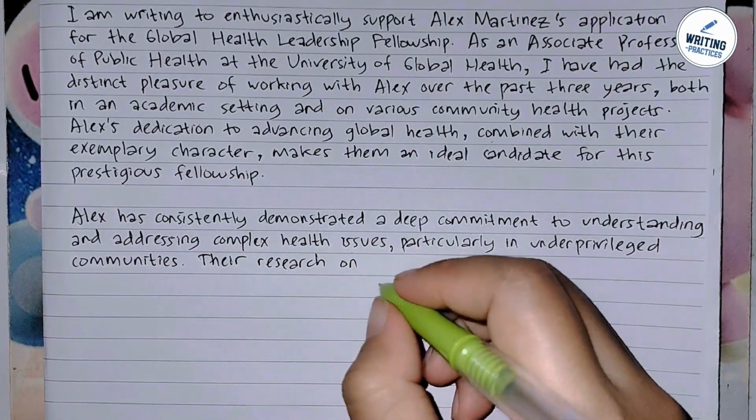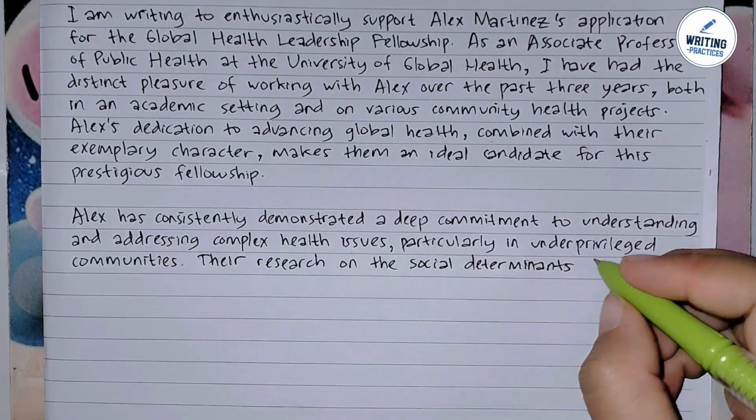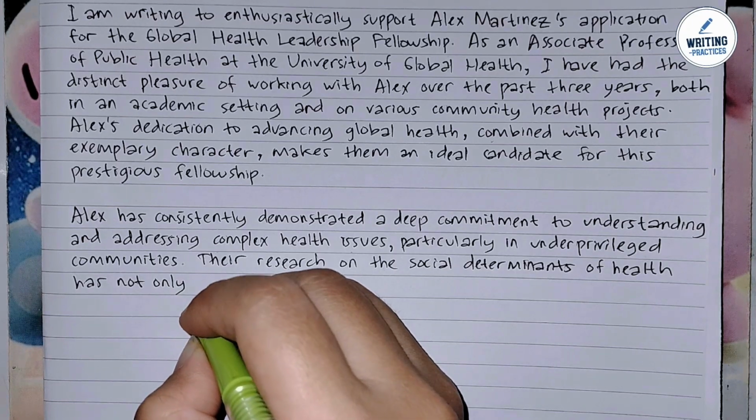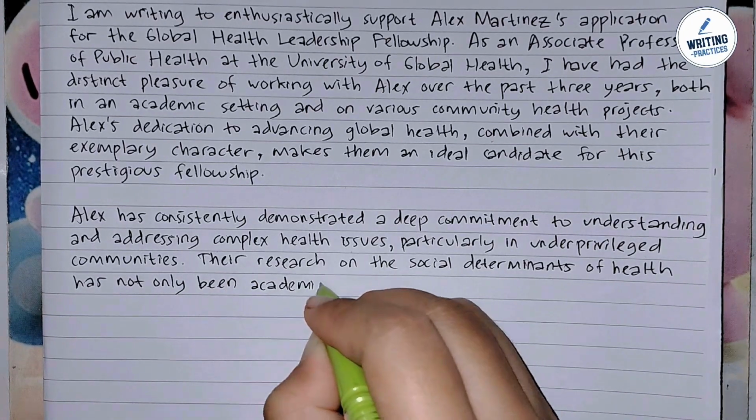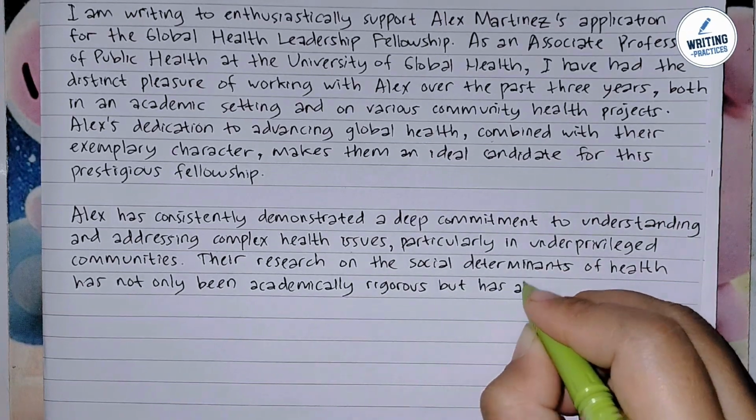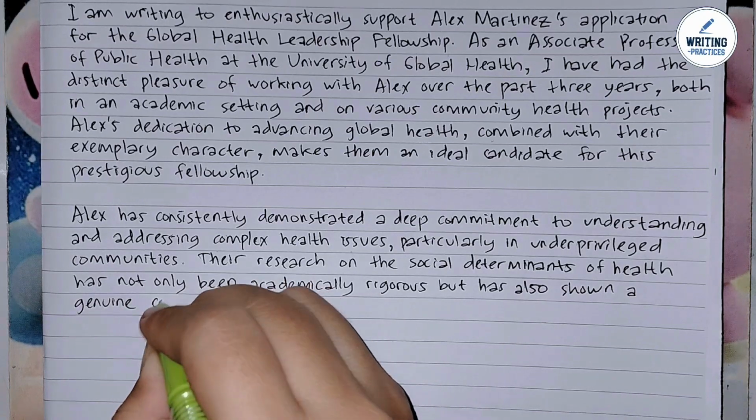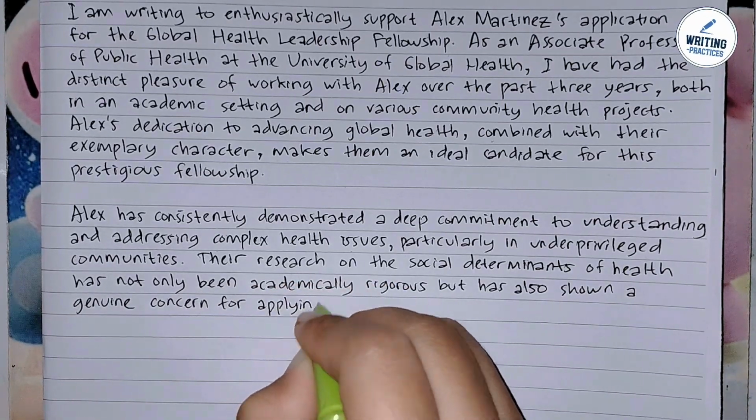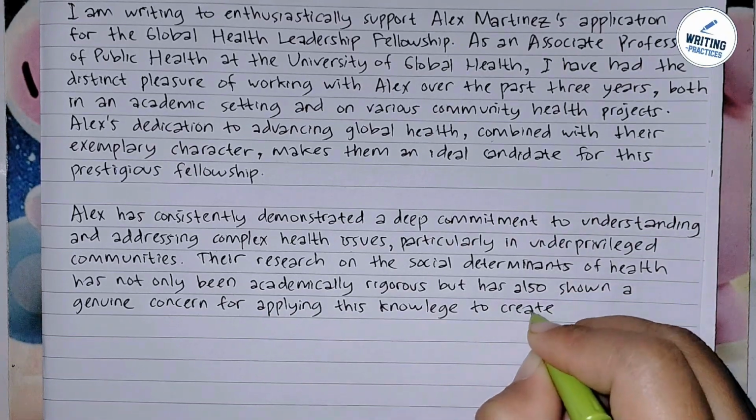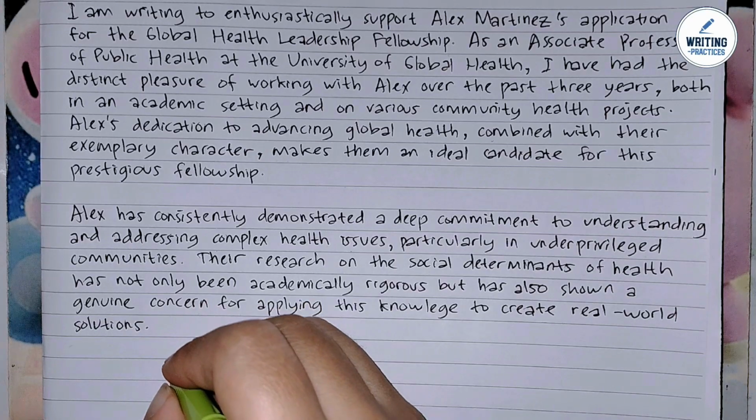communities. And then, describe the applicant's key skills, such as research, analytical thinking, problem solving, and so on. And write also how these skills have been applied to real-world problems or research. This will provide concrete evidence of the applicant's abilities and intellectual potential. For example, you may write something like, their research on the social determinants of health has not only been academically rigorous, but has also shown a genuine concern for applying this knowledge to create real-world solutions.